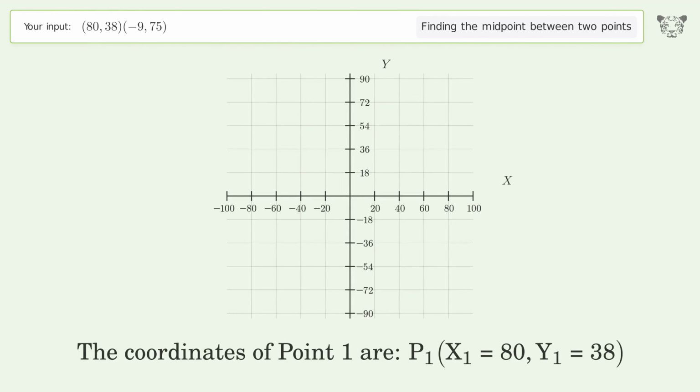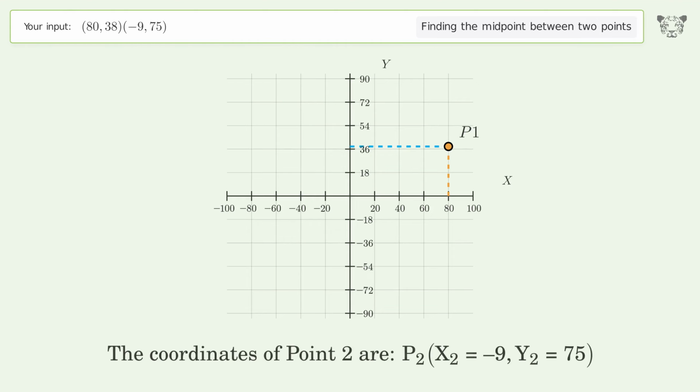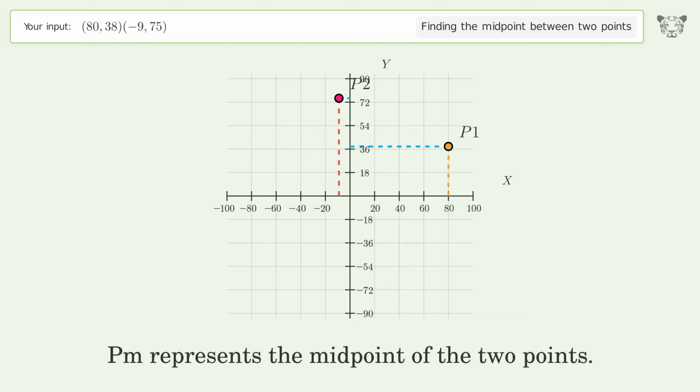The coordinates of point 1 are x1 equals 80, y1 equals 38. The coordinates of point 2 are x2 equals -9, y2 equals 75. PM represents the midpoint of the 2 points.